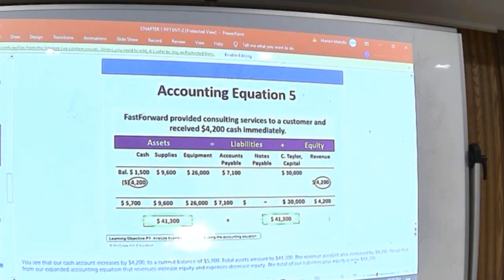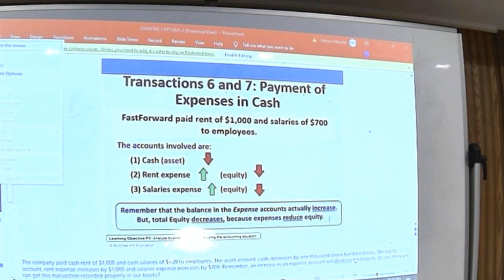Here's that accounting equation. Now we've got 41,300 on the left, 41,300 on the right-hand side of that accounting equation.